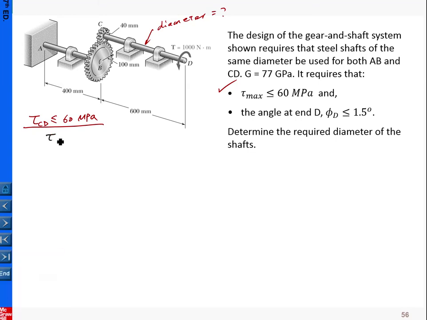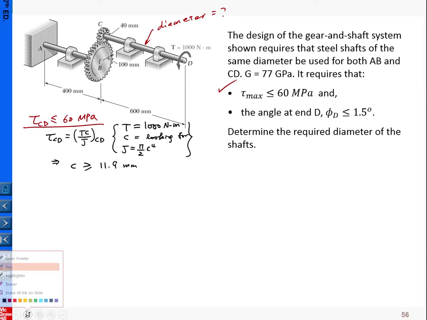Okay, so here the tau CD, we know the maximum is Tc over J. That is for shaft CD. For this case, the T for shaft CD is equal to what we are given here, 1,000 Newton meters. C is the radius we're looking for, and J equals pi over 2 C to the fourth power. So from these conditions, we can obtain that C must be greater than or equal to 111.9 millimeters.